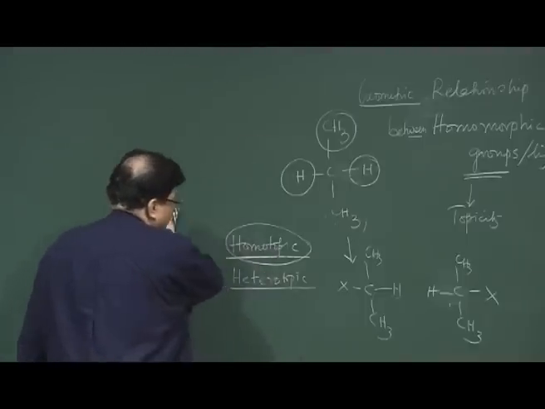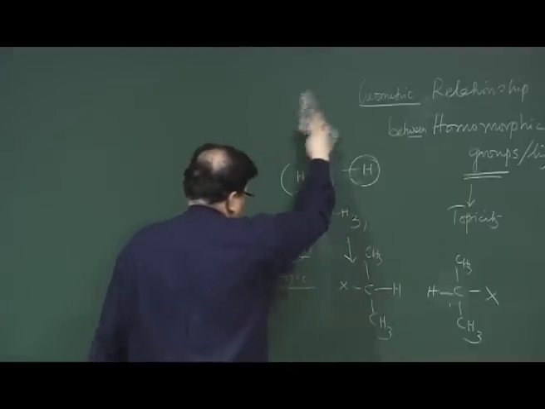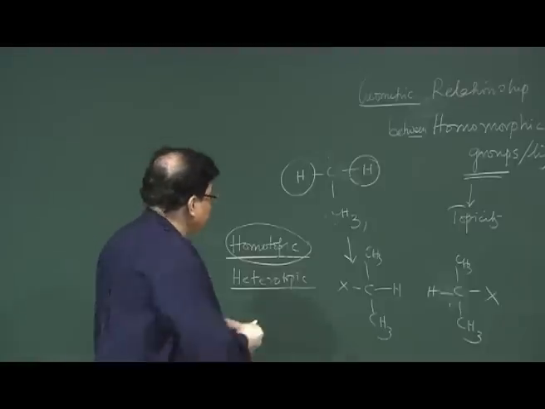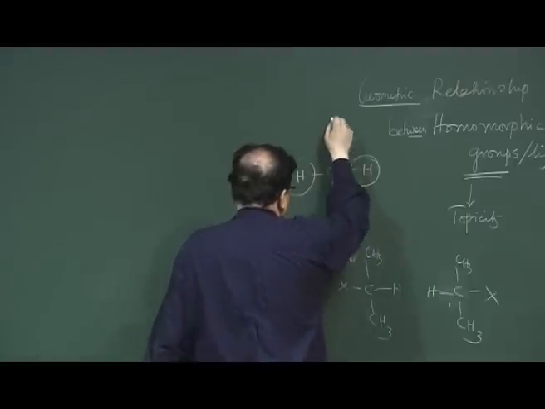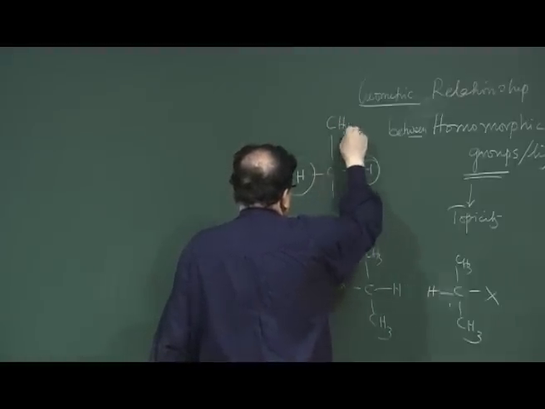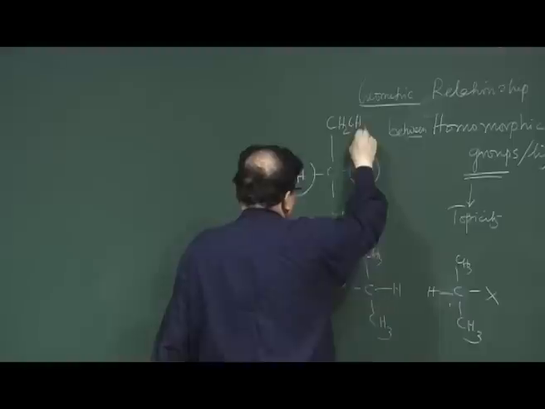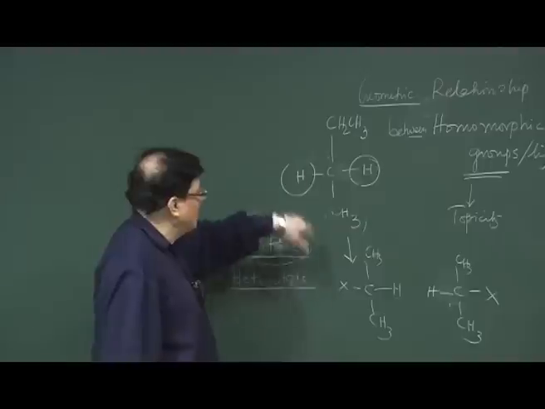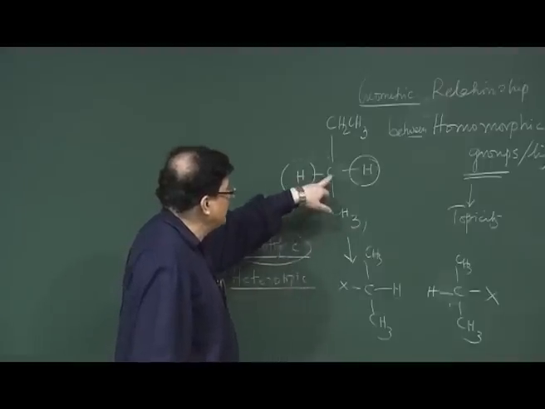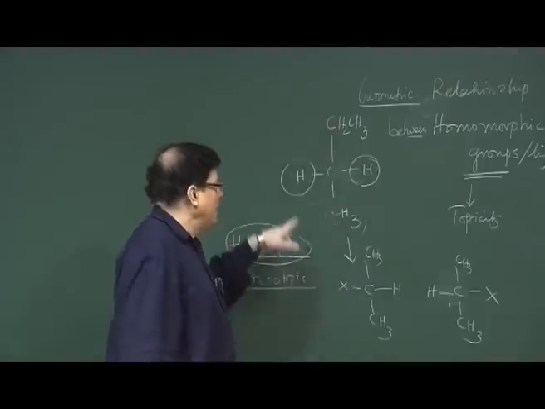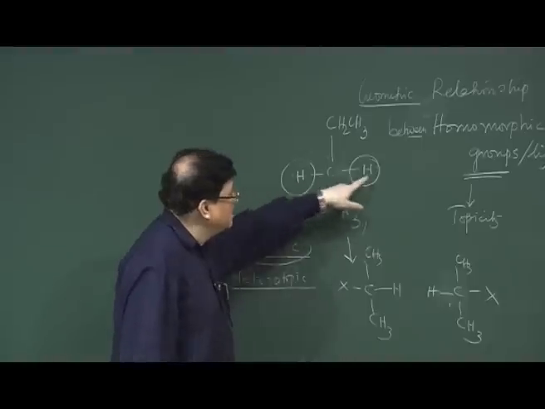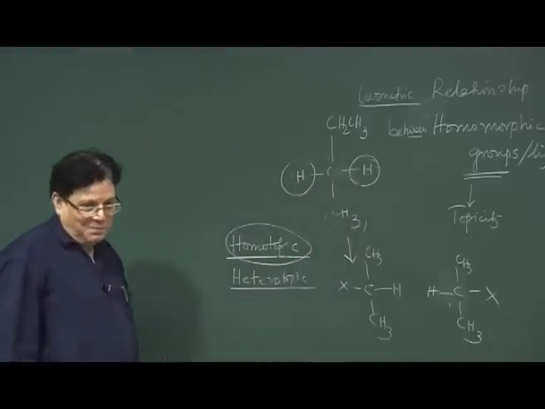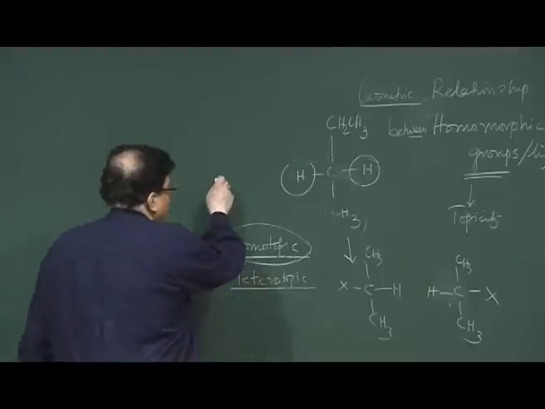How do we arrive at heterotopic ligands? Suppose I put here CH2 CH3. So, now I just increase the carbon by 1. So, CH3 then CH2 then CH2 then CH3, and I ask what is the relationship between these 2 hydrogens. Okay. So, what do you do?